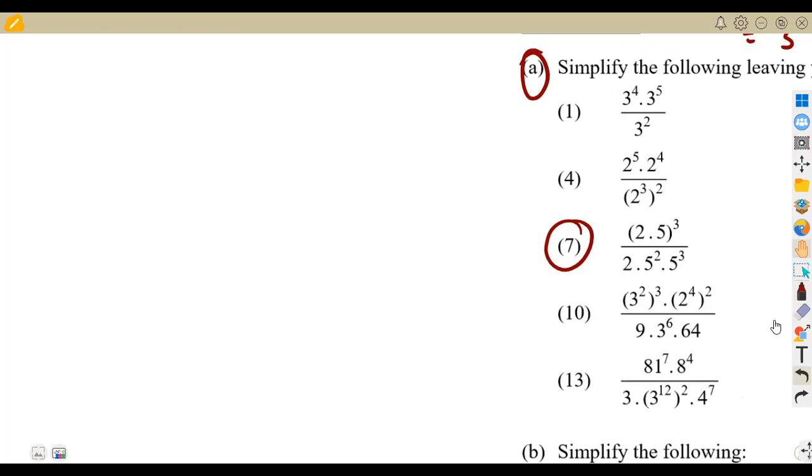All right. Anyways, let us focus on number 7. Number 7 is a little bit different. I just need to explain one or two things on this one. Also, you can use it to answer any question that you are given. 2 times 5 to the exponent of 3 over 2 times 5 to the exponent of 2 multiplied by 5 to the exponent of 3.